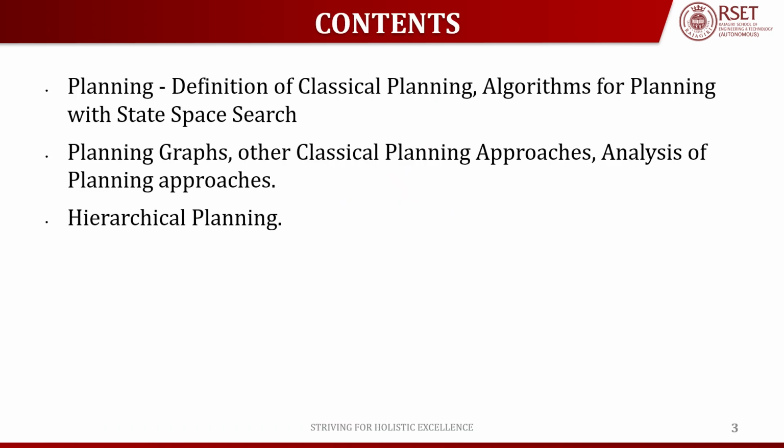These are our contents: definition of classical planning, algorithms for planning with state space search and planning graphs, other classical planning approaches, analysis of planning approaches, and hierarchical planning. Already we have looked into the definition of classical planning, algorithms for planning with state space search, and other classical planning approaches. In this presentation, as I said, we mainly concentrate on planning graphs and conditional planning, which are advanced classical planning approaches.